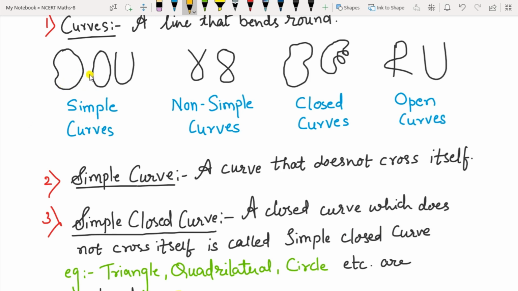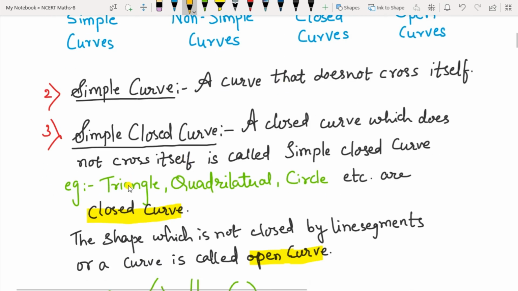These two figures are closed, this one is not closed, so this is not a simple closed curve, but these two figures are simple closed curves. This one is also a simple closed curve that is not crossing itself, but this one is crossing, so this is not a simple closed curve. So the first, second, and this one can be called simple closed curves. For example, a triangle, quadrilateral or circle are simple closed curves.